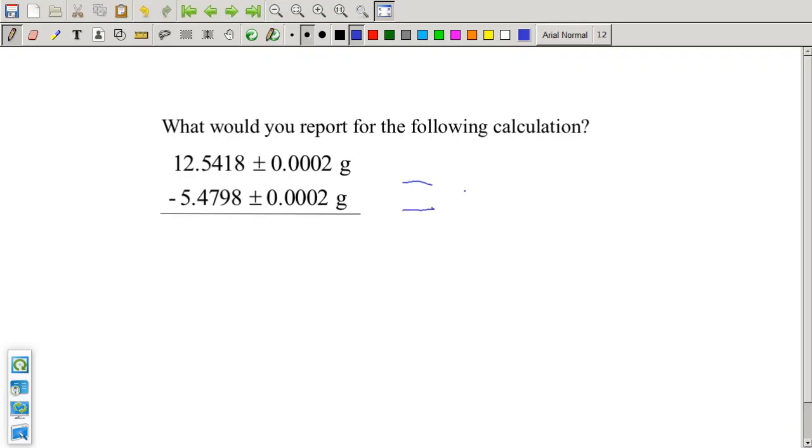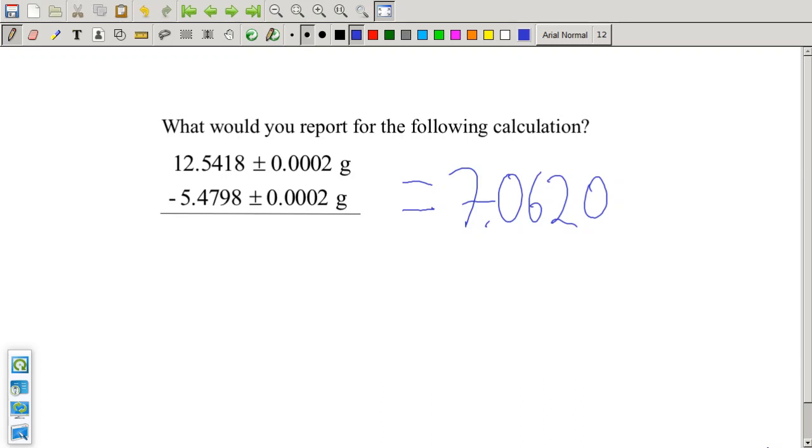Okay, 7.062 grams. But wait a minute. That's what your calculator says. Is that the correct number of sig figs? No, it should be one more. We're going to have to add a 0 there, right? So 7.0620 grams. Now, what's the absolute error for this one?